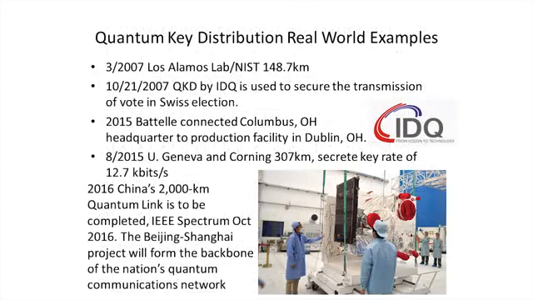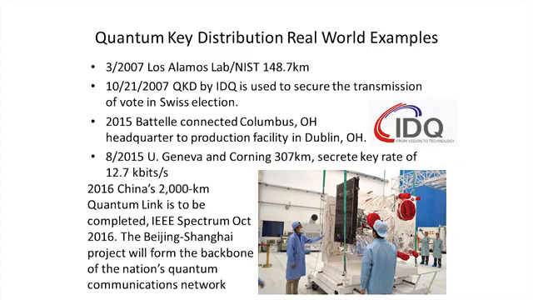Here we show real-world examples where quantum key distribution is used. In March 2007, Los Alamos National Lab and NIST carried out experiments. They demonstrated QKD can be transmitted over fiber with a length of 148.7 kilometers.